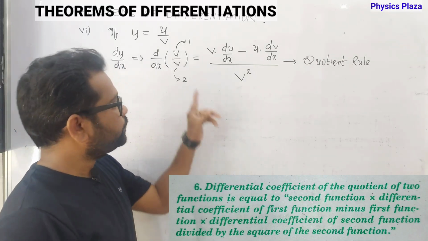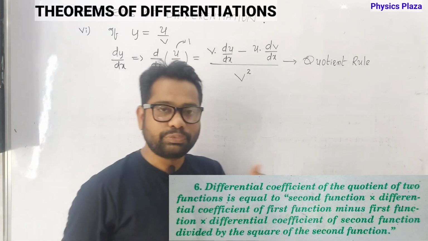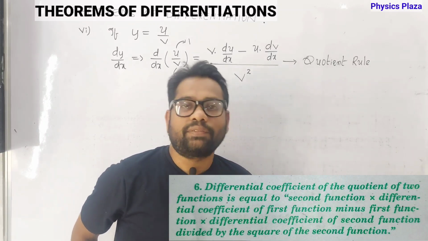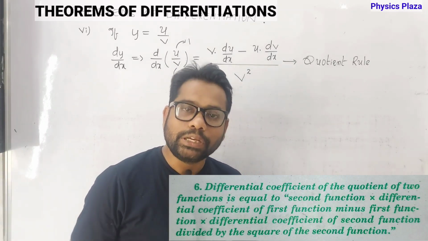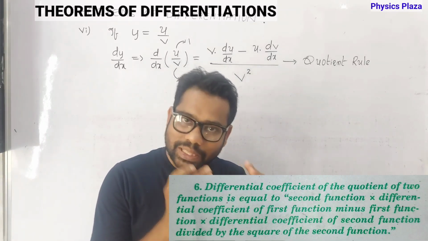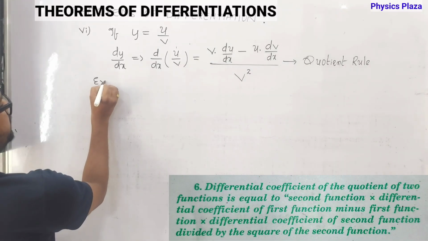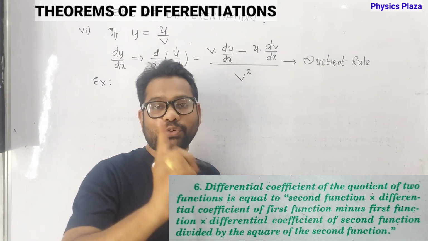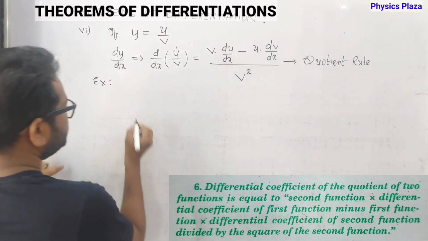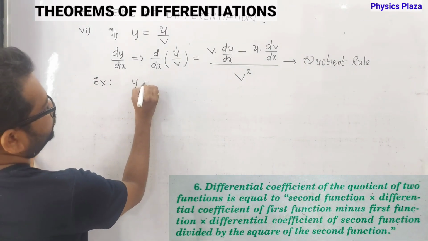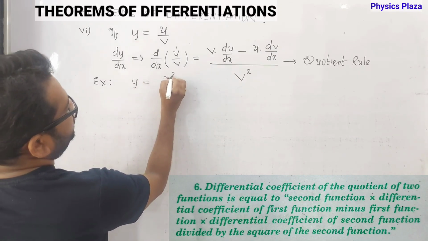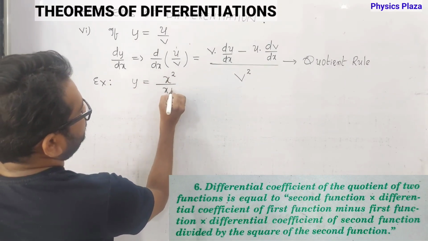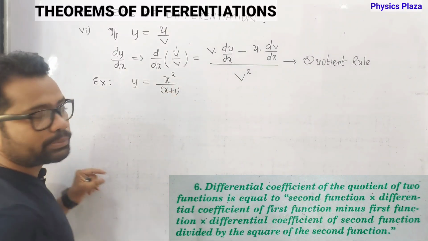Is that clear? So first you should identify which one is the first function and which one is the second function. Then it will become very easy for us to apply the concept. Now we will see the example. Let us take a very simple example to understand how to apply this quotient rule. It's very, very important. So children, let y be equal to, suppose, x square by x plus 1.